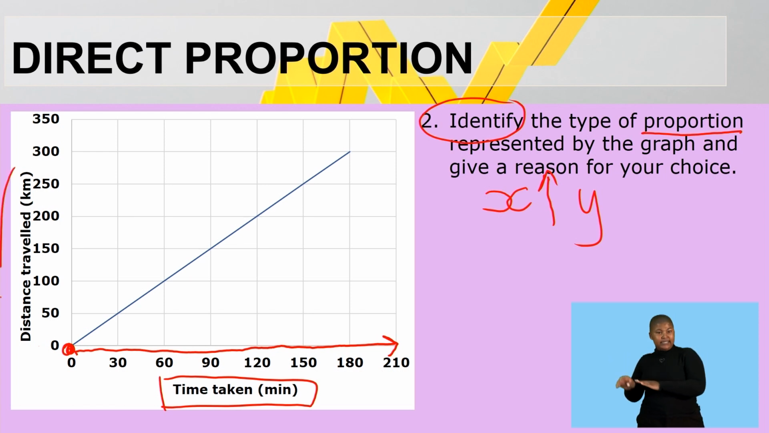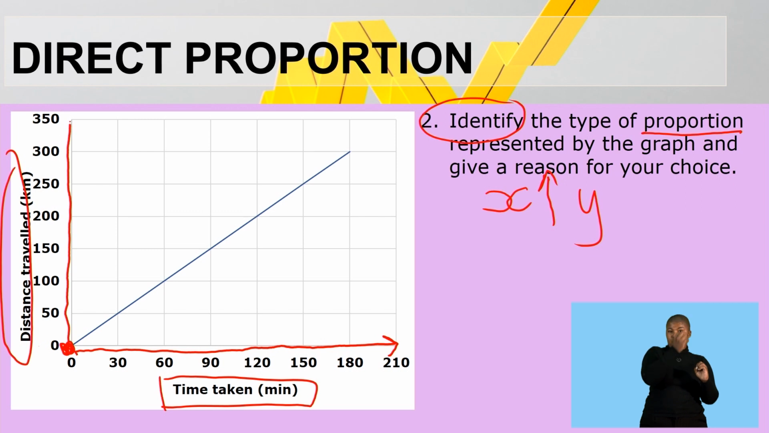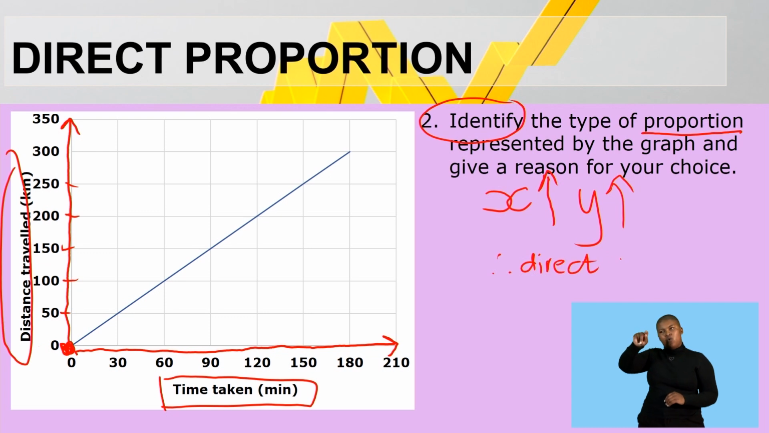And then the y, which is the distance traveled, again there is 0, and we are moving in the direction of the line, and the numbers are increasing. You can see 50, 100, 150, 200, 250, meaning the x goes up, and the y goes up in the same ratio, and therefore it is direct proportion.